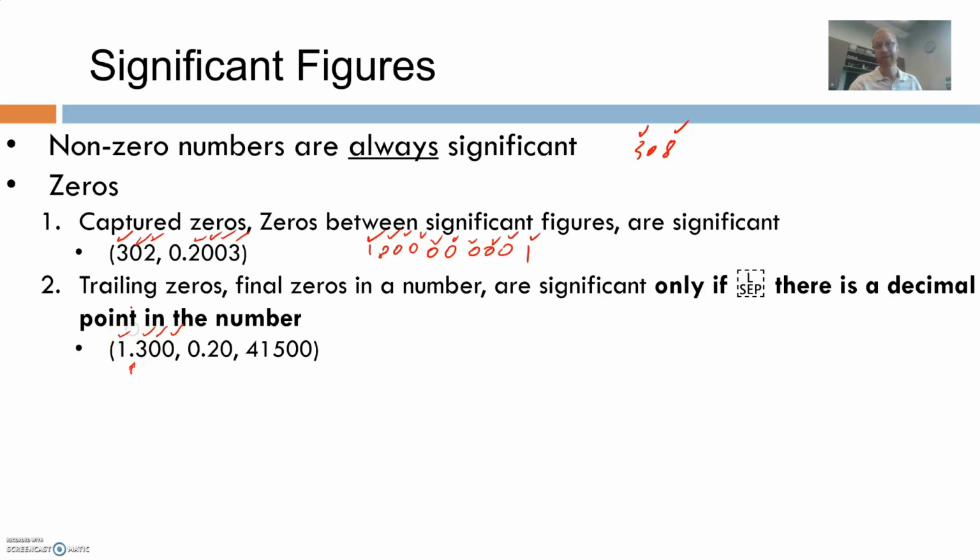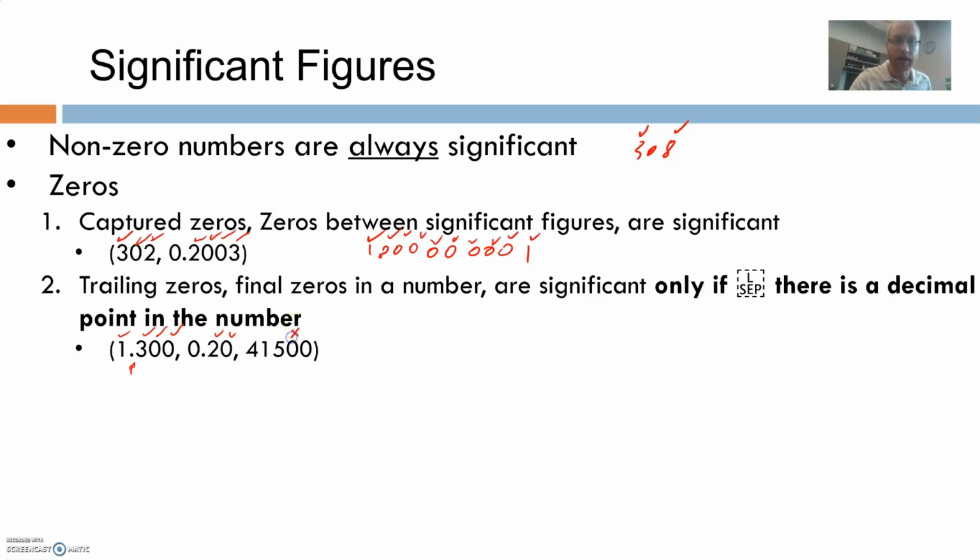And the 1 and 3 are significant because they're not 0. Okay? 0.20. 0 at the end of the number, decimal, significant. Okay? 41,500, zeros at the end of the number. Do you see with your eyes a decimal in that number? No.